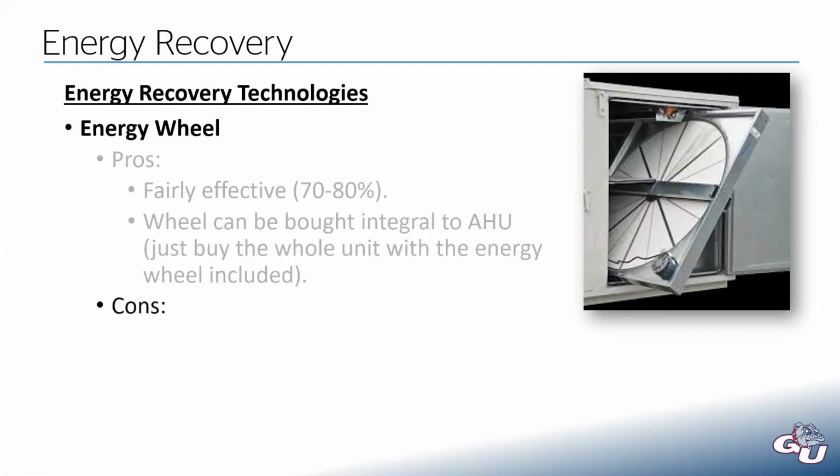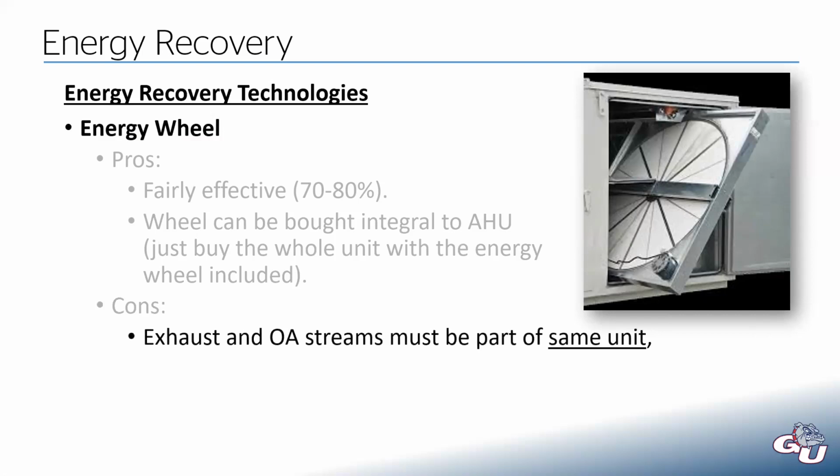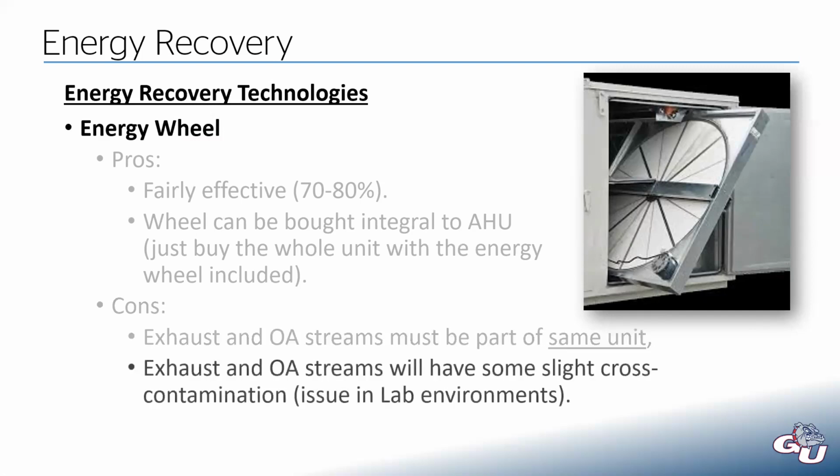The downsides, though, is the two airstreams have to be part of the same unit, or at least have to be ducted next to each other. And your two airstreams will have some slight cross-contamination. The two airstreams, where they meet, where that wheel sits, that is not by any means a perfect seal. And so you will get, I want to say it's 1 to 2% of a cross contamination where you will actually pull some of the exhaust air back into the outside airstream.